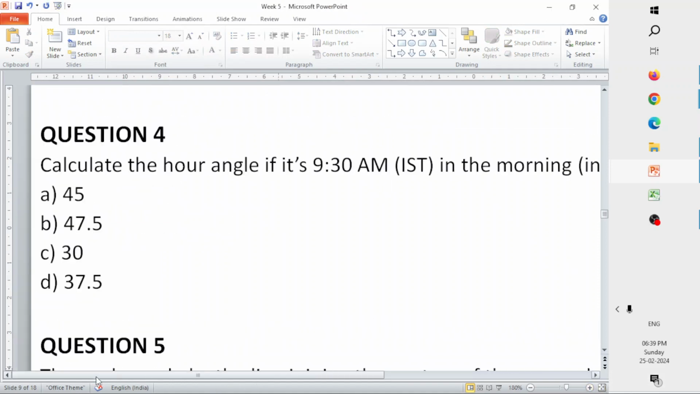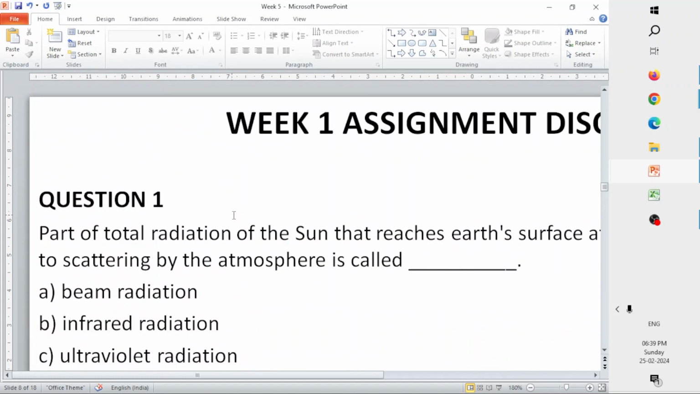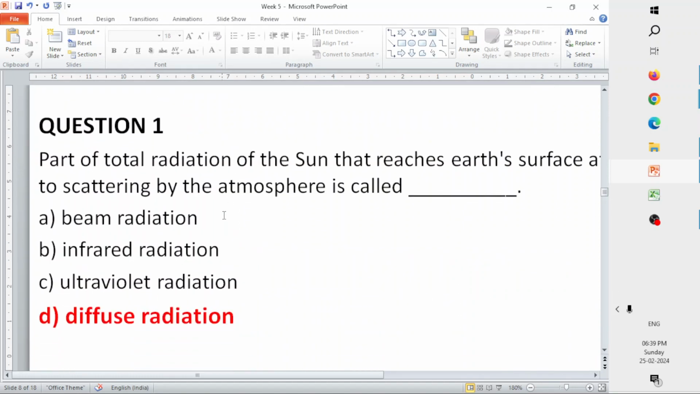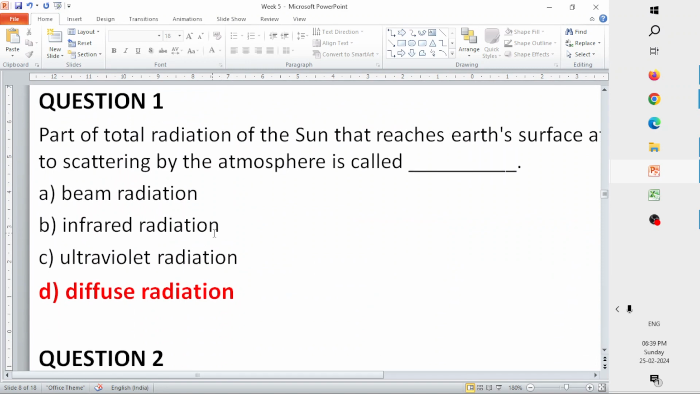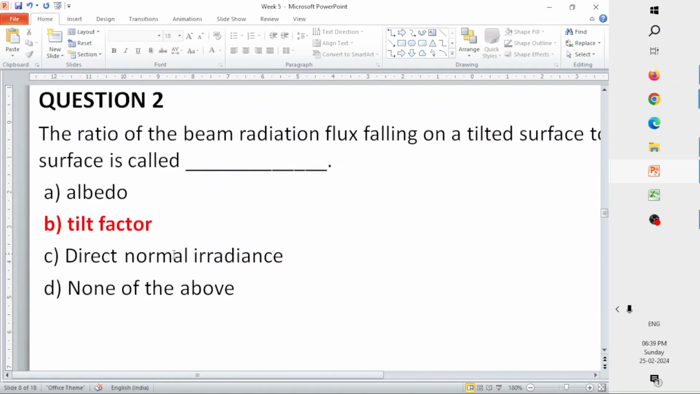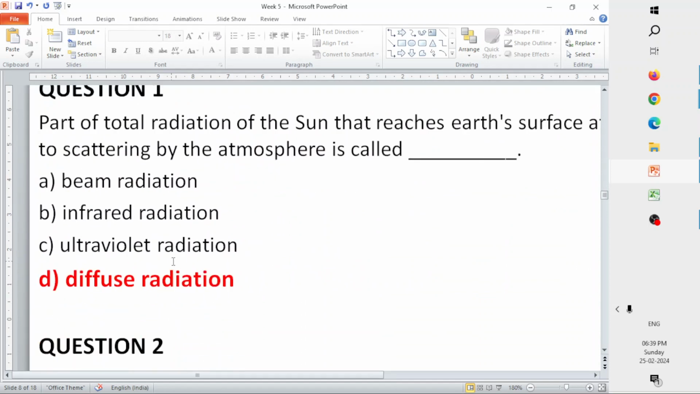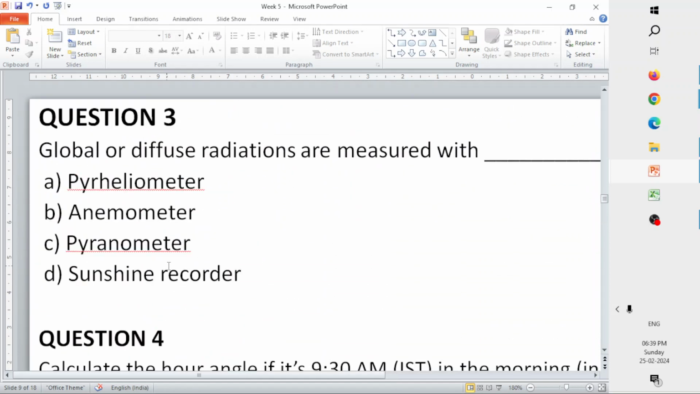So this also we discussed while solving the problems. If you see specifically in week 3 and week 4 lectures and week 2 lectures also, we have discussed this, that is: global or diffusive radiations are measured with what kind of an instrument? You have pyrheliometer, pyranometer, anemometer and sunshine recorder. So here what will be the answer?